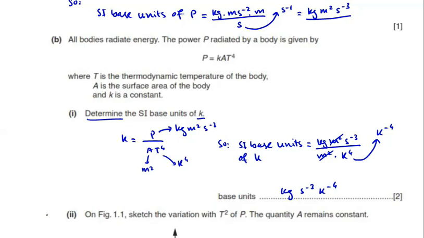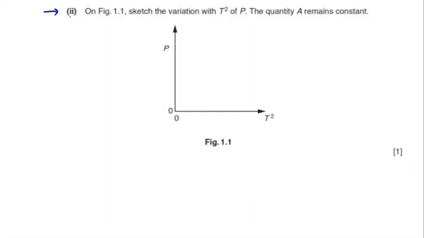Let's do the last part of the question now. The last part says on figure 1.1, sketch the variation with T squared of P. The quantity A remains constant. Students, in this part, we have to plot a graph of P against T squared.